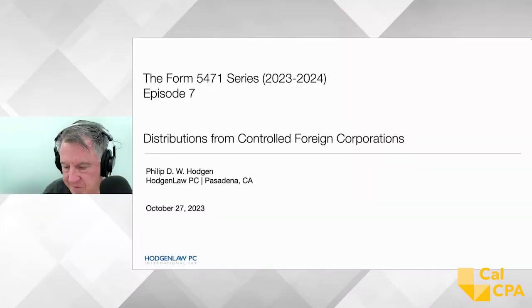And this month, the topic is episode 7 in the 5471 series. We're talking about distributions from controlled foreign corporations and how those hit the income tax return of a U.S. shareholder.